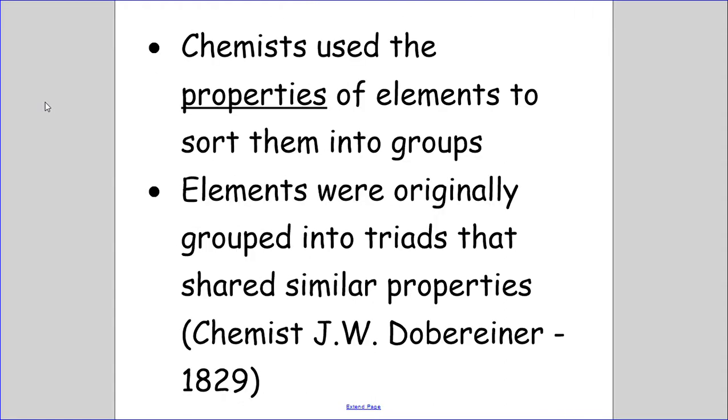So they used the properties of the elements to sort them into groups, and a lot of them were based either on their mass or on what they reacted with. They were originally grouped into triads that shared similar properties, and that was the chemist J.W. Döbereiner in 1829. He talked about these triads and how these elements were grouped together.